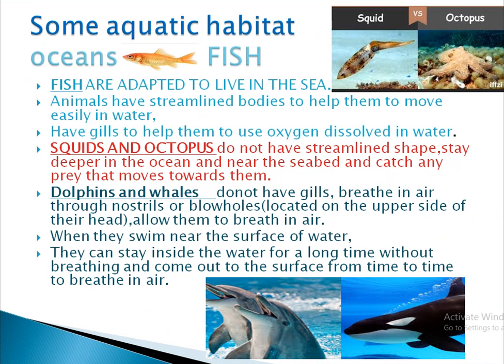What about dolphins and whales? They do not have gills. Then how do they breathe? They breathe in air through nostrils or blowholes, which are located on the upper side of their head, which allow them to breathe in air when they swim near the surface of water. The last feature is very special. They can stay inside the water for a long time without breathing and come out to the surface from time to time to breathe in air.